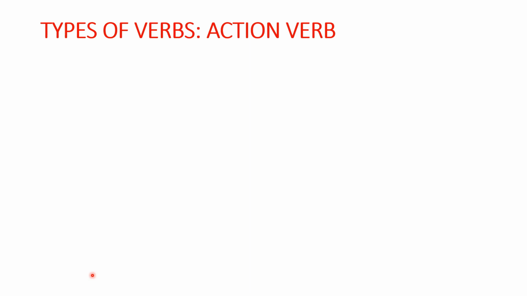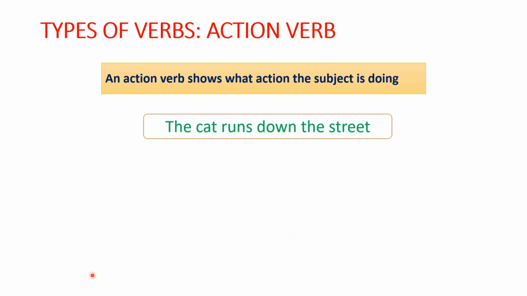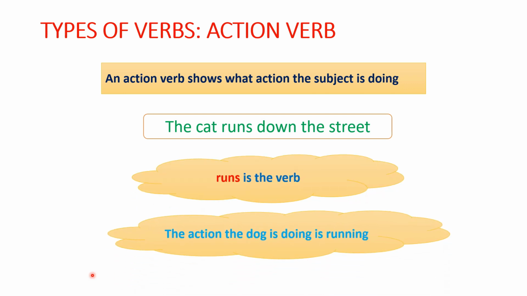Well, we have action verbs. These verbs have many uses. An action verb is something that shows an action like running, jumping, swimming, eating, etc. It tells us what the subject is doing. Let's consider an example. The cat runs down the street. So here runs is an action, so it is an action verb. That's it about action verbs.